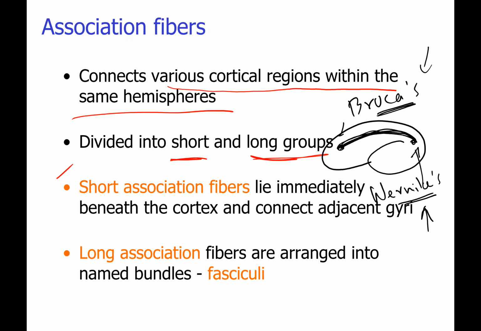So this connection is actually done by a group of long association fibers. Actually, you don't have to know these names, but you call that arcuate. When these long ones are there, you give them another name. You call it fasciculi. So you can call it arcuate fasciculus.